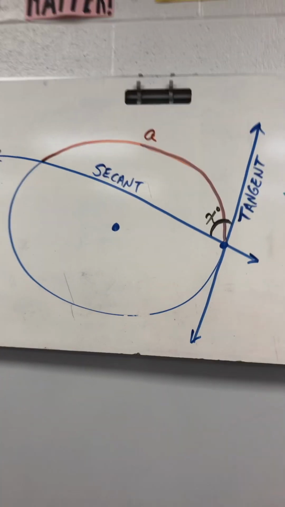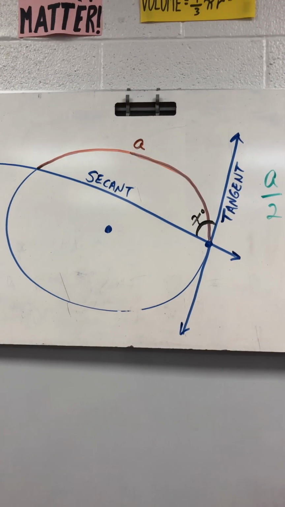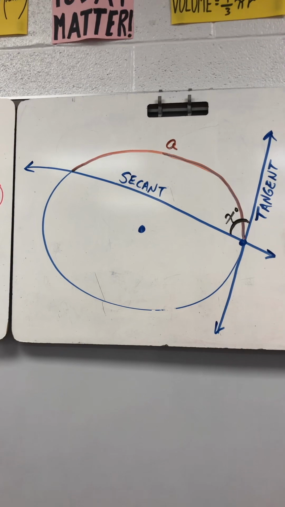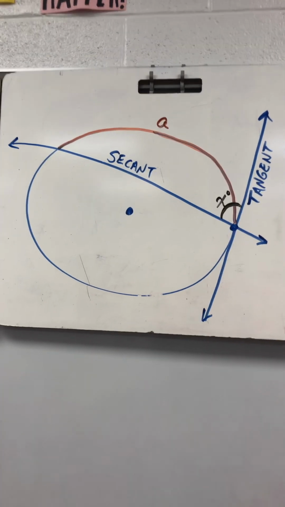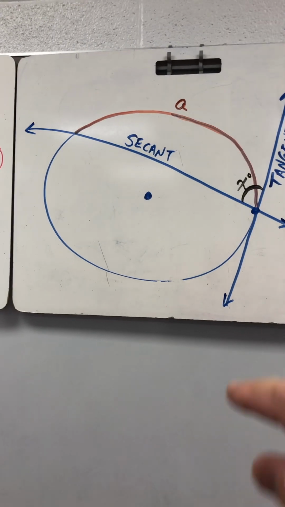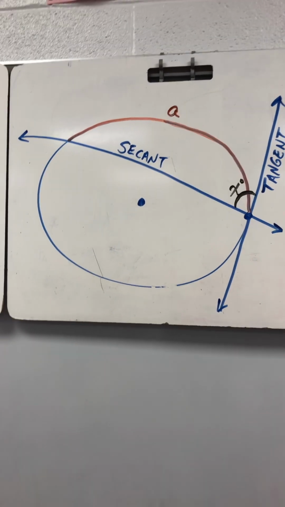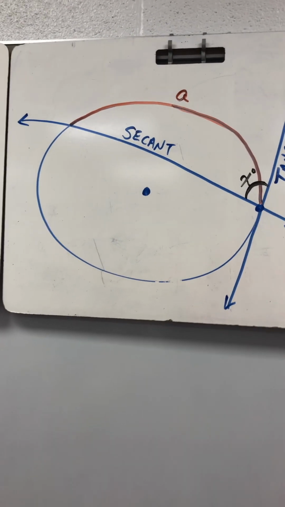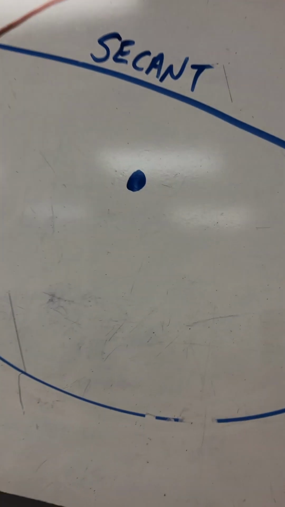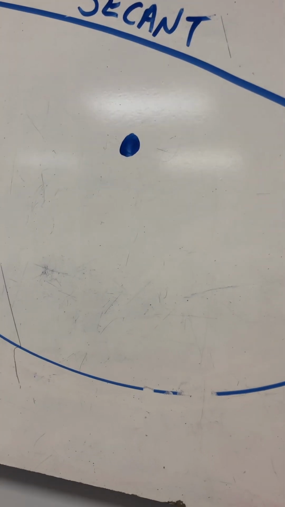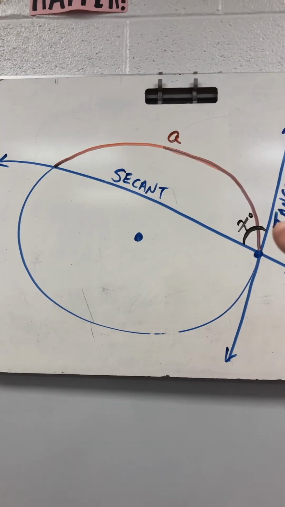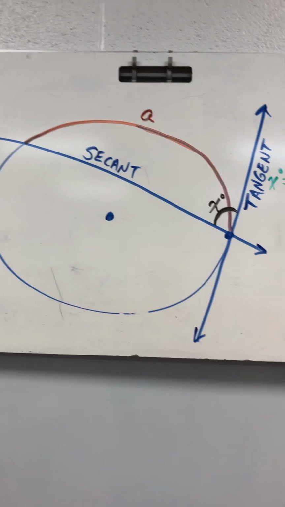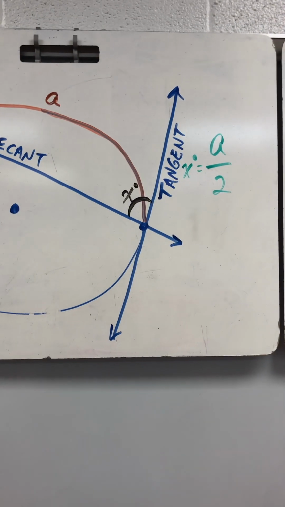And what if you have a secant that intersects a tangent? Tangent just touches the circle at the outside. So what's the measure of X degrees here? All you have to do to find X degrees is take arc A, and divide by 2.